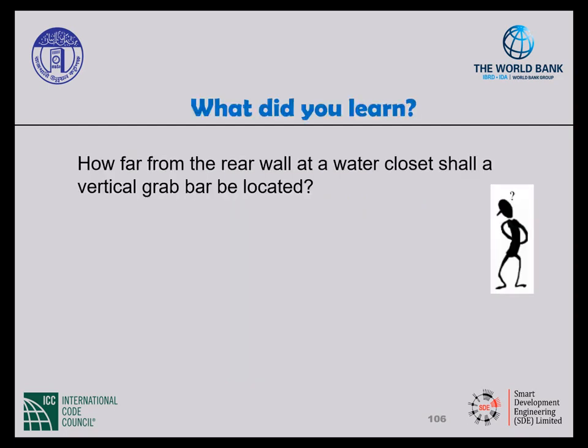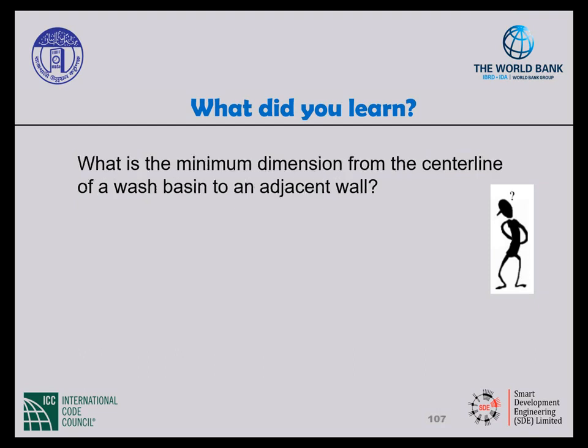What did you learn? How far from the rear wall at a water closet shall a vertical grab bar be located? 600 millimeters, 700 millimeters, 800 millimeters, 900 millimeters. And the answer is 900 millimeters.